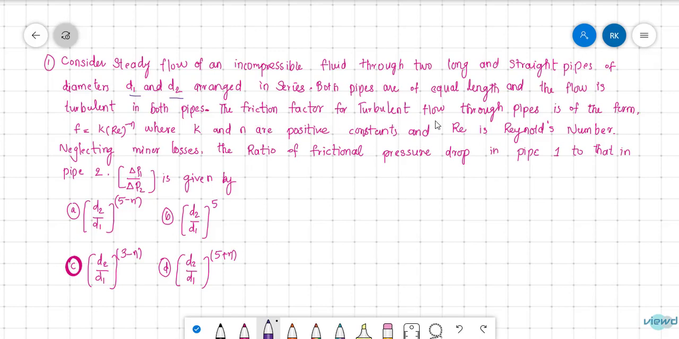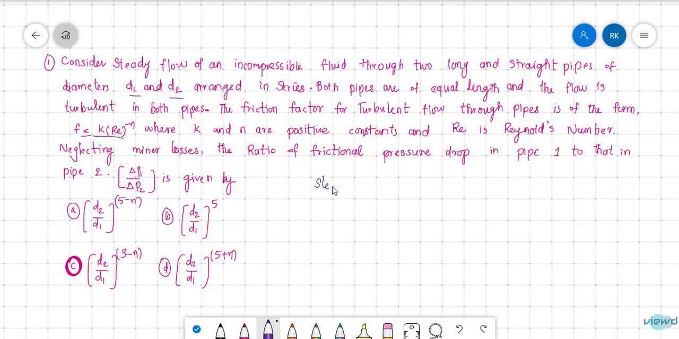The friction factor for turbulent flow through the pipes is of the form f = K Re^(-n), where K and n are positive constants and Re is Reynolds number. Neglecting minor losses, the ratio of frictional pressure drop in pipe 1 to that in pipe 2, delta P1 divided by delta P2, is given by. So the question is given in this way.